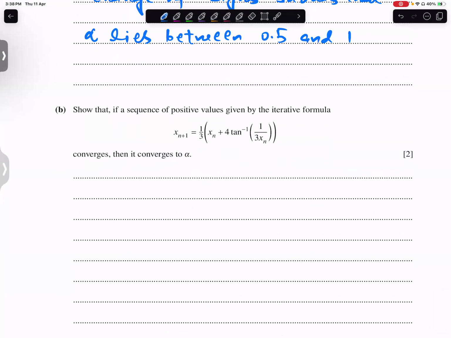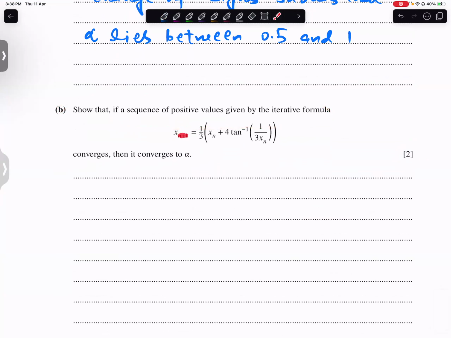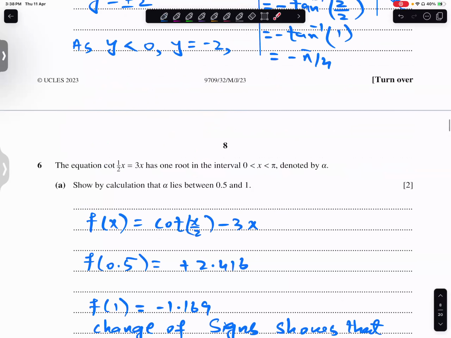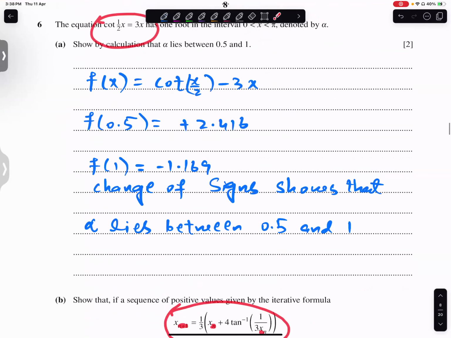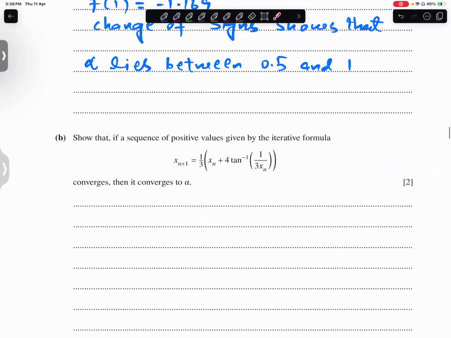Show that if a sequence of positive values given by the iterative formula converges, then it converges to alpha. Student, this is for 2 marks. It is hard to understand the concept behind this, but we have learned this concept in the class. The meaning of this statement is: forget about this iteration and try to make the original equation out of it. If you succeed in making the original equation from this, it means that the root obtained by the iterations and the root of the original equation will coincide, the same root. Both equations will have the same root.